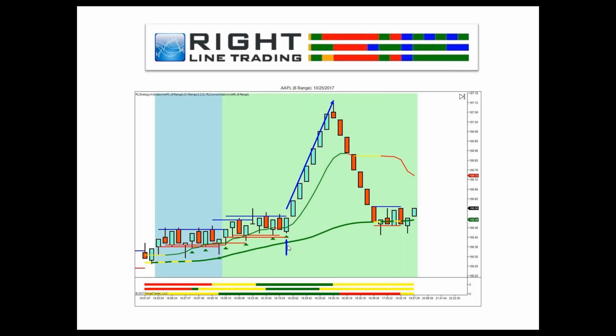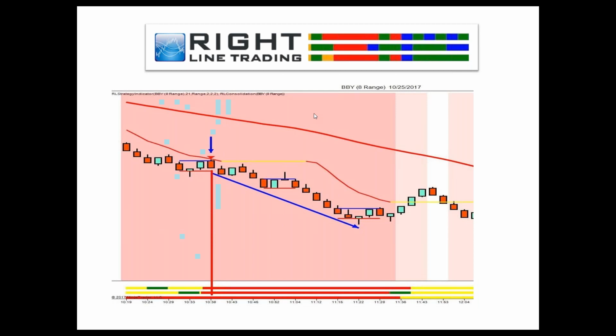And here's another example. Green, green, green. This is Apple. Up you go. These are all yesterday. This is all price movement yesterday. This is on 10 cents of risk. You make about 55 cents. It's a 5.5 to 1 risk to reward. Here's Best Buy, same thing.